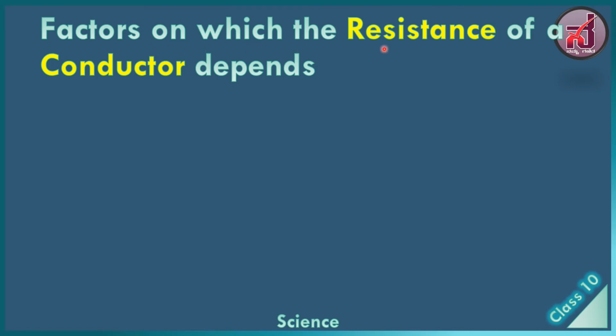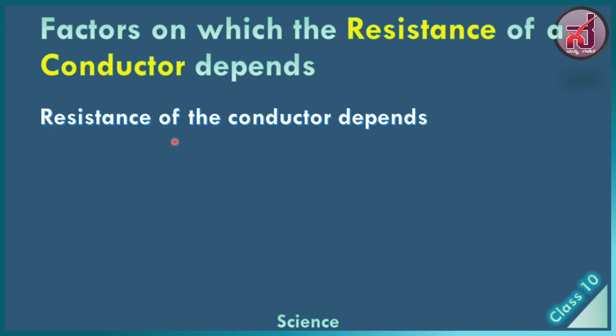Factors on which the resistance of a conductor depends. First one, resistance of the conductor depends on its length. R is directly proportional to L. L means length. R means resistance. Resistance of the wire is directly proportional to length of the wire. If length of the wire increases, then resistance also increases.